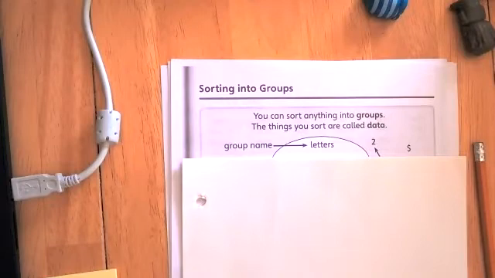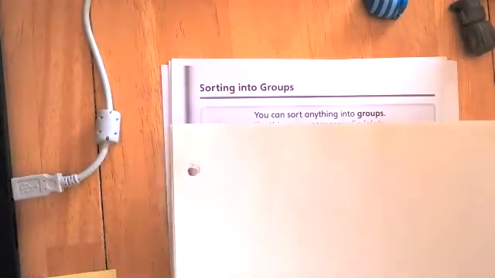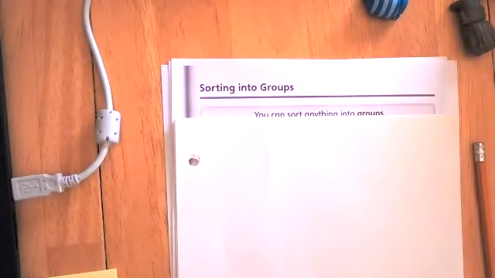I'm just making a little video here to quickly show you how to do this homework, which is sorting into groups that I assigned to you. It's page 85 in the JumpMath 2.1 book. It's actually not too difficult. I think it's kind of fun, and I think you probably already know how to do it, but I thought I would do a quick little video with a little demonstration.